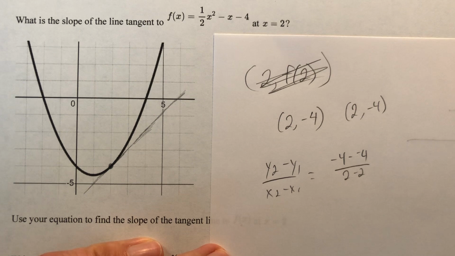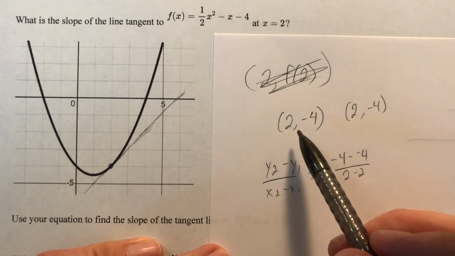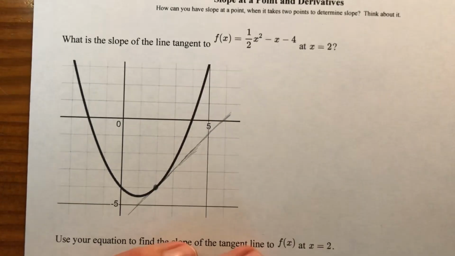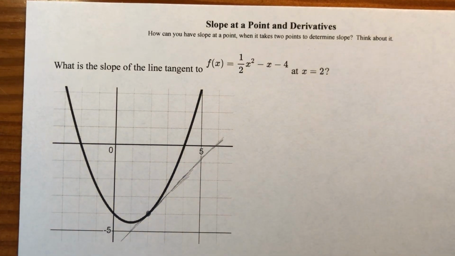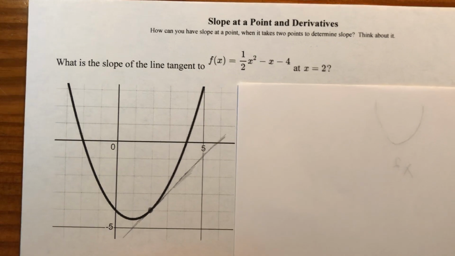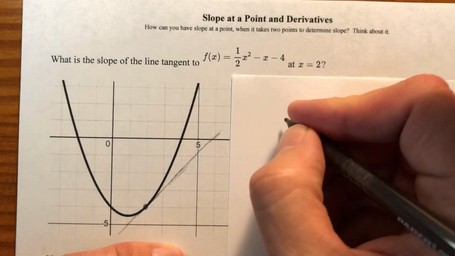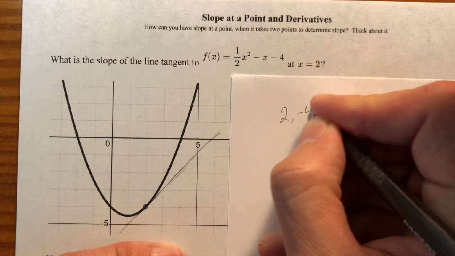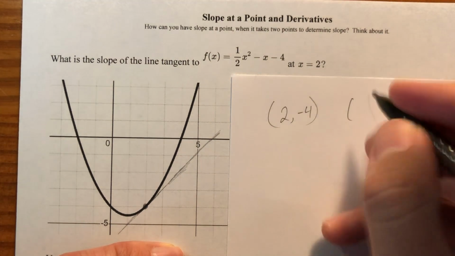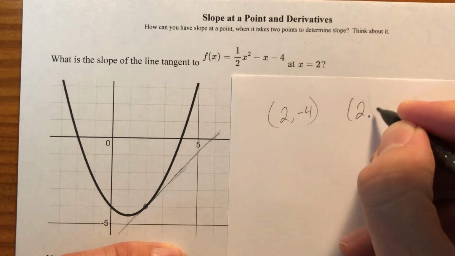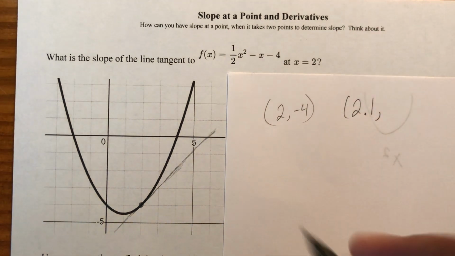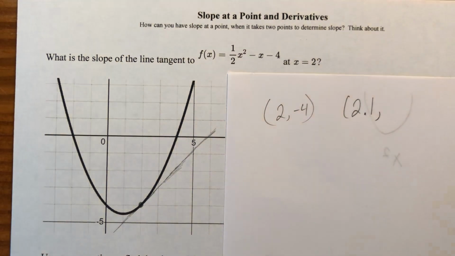So we can't just say, I have this point and I'll use it again. No, you can't. I have to have 2 points, but I want to know the slope at 1 point. So, in order to find an estimate of the slope, and we've estimated a little bit, we could do 2 comma -4, and we could do 2.1 comma, and then I'll plug 2.1 in and get an answer out.